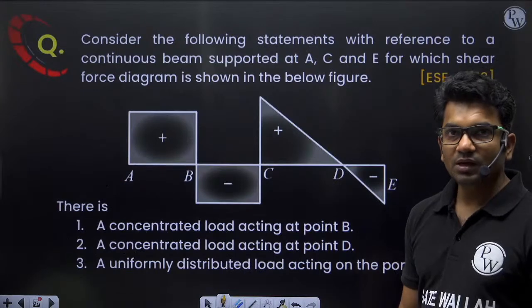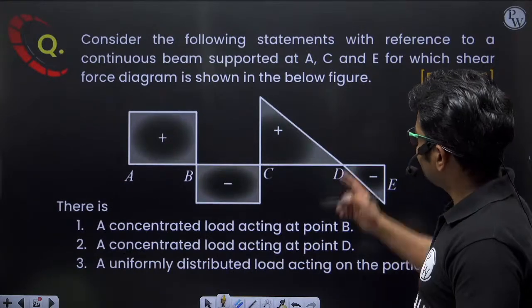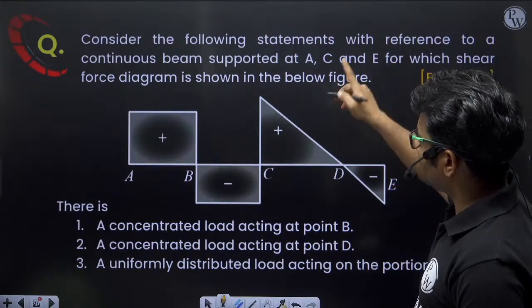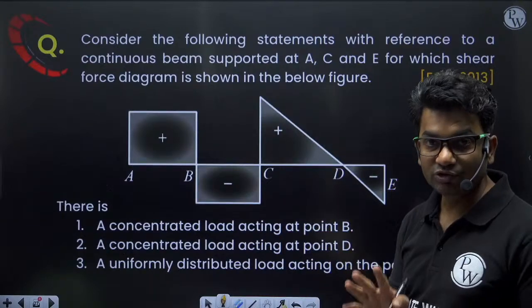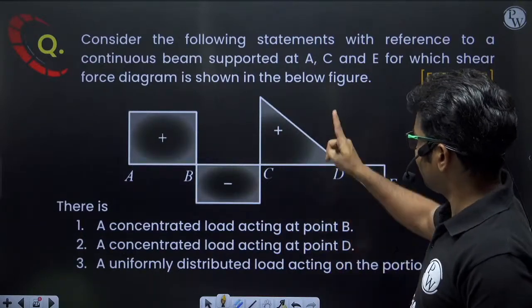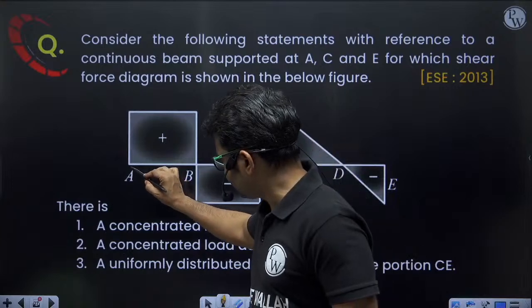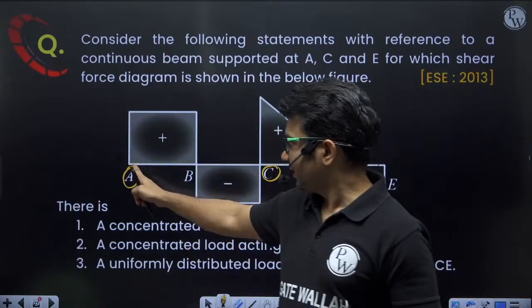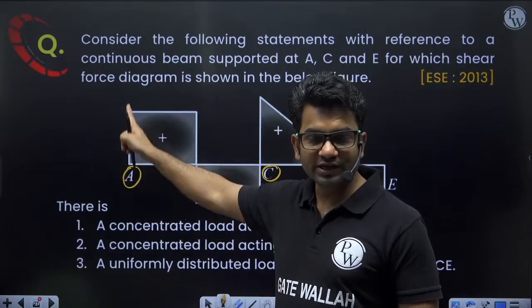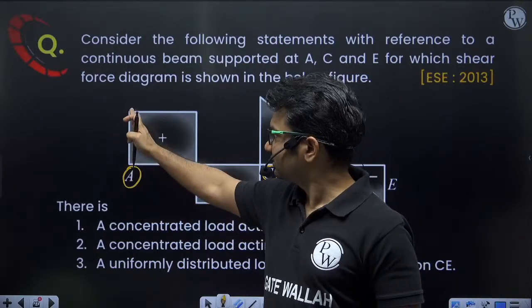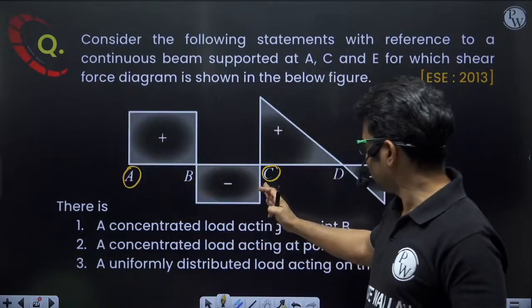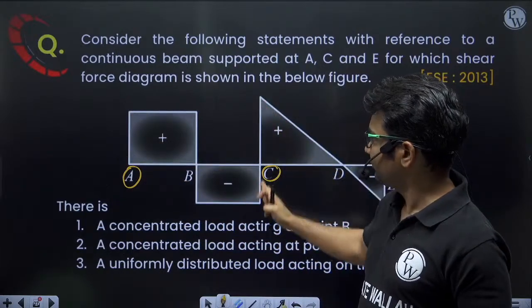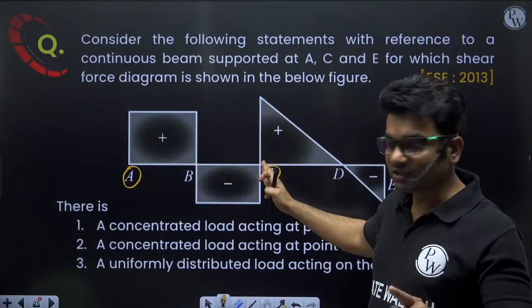Okay. Next question. Consider the following statements with reference to a continuous beam. So this is a continuous beam, not a simply supported beam. Supported at A and C. These two are the supports. Okay. So here, as expected, there is support reaction. Because of support reaction, there is a sudden change in shear force. Here also there is a support reaction. Because of this support reaction, there is sudden change in shear force.